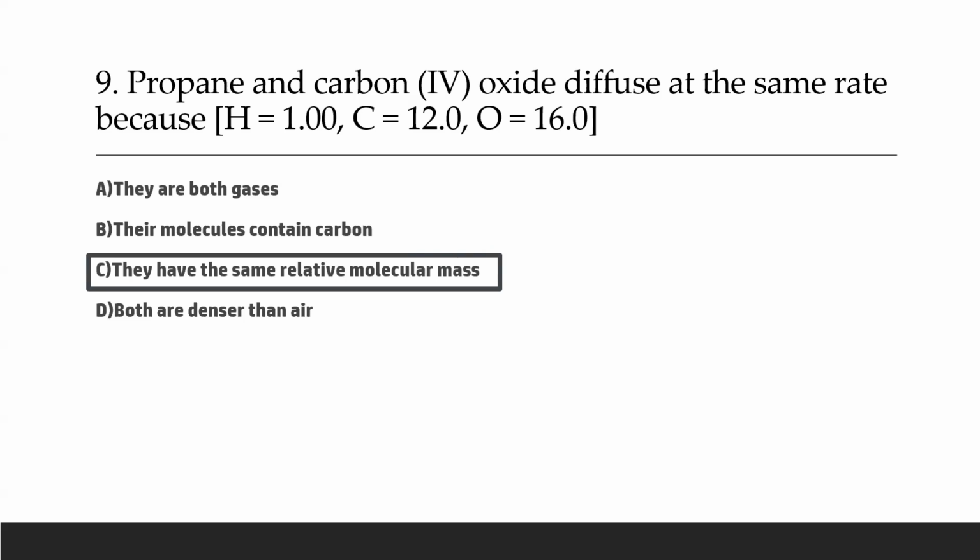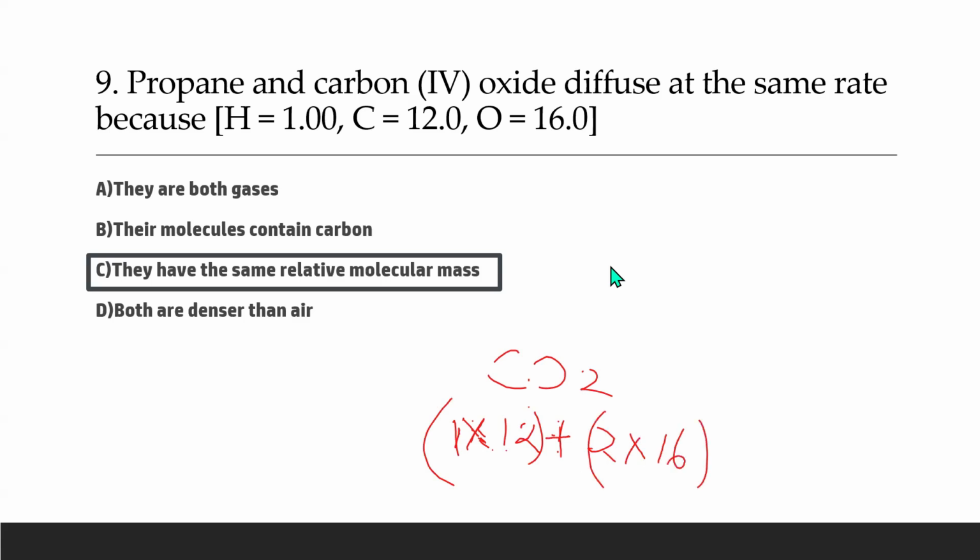Relative molecular mass. So let's check that they have the same molecular mass. Of course, we know that CO2 is like this. We have one carbon, so one carbon times 12, plus we have 2 oxygen, so plus 2 oxygen times 16. This gives us 1 times 12 is 12, and 2 times 16 is 32. So this gives us 44 grams per mole.